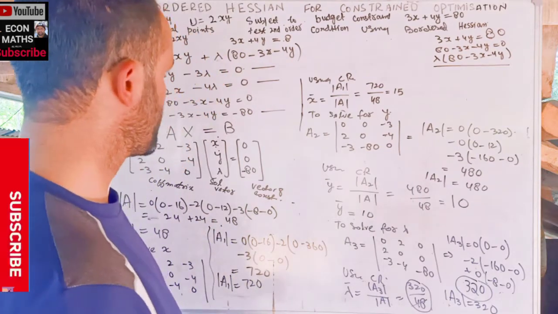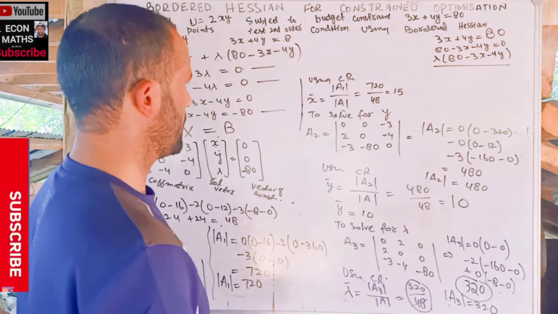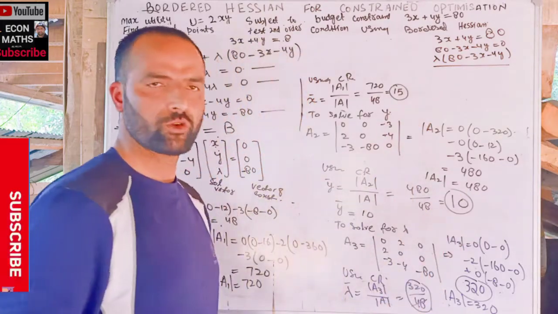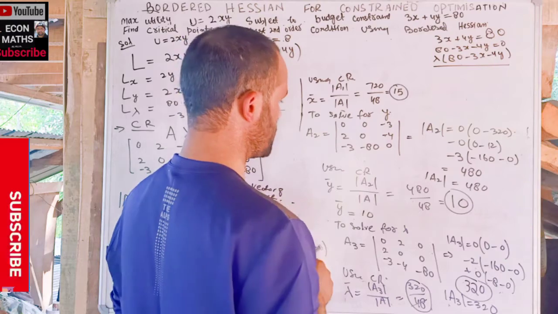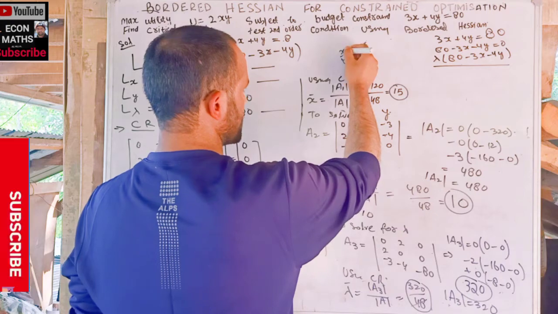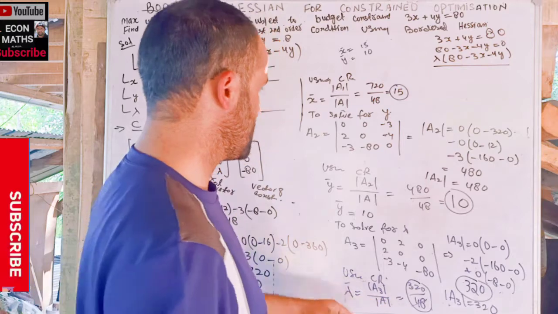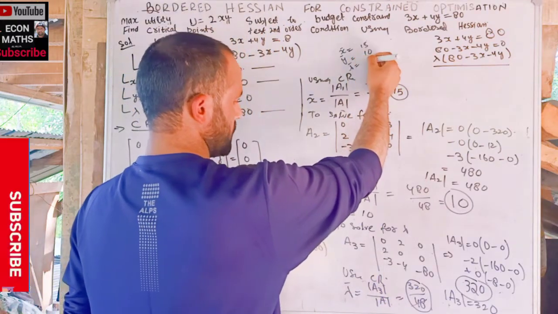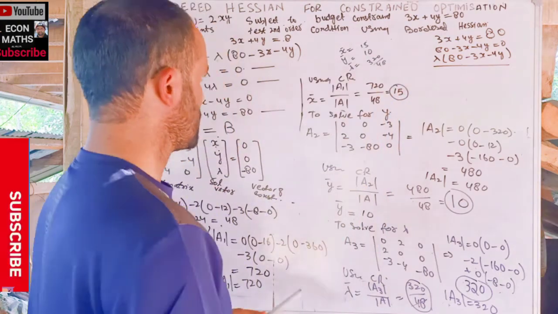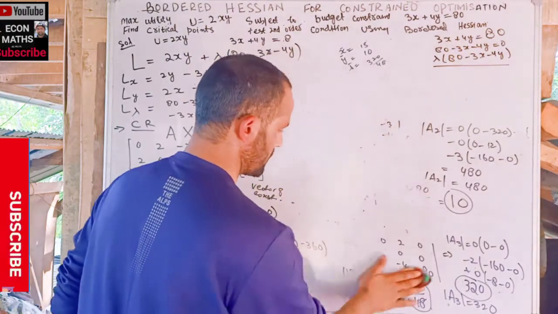Now I should rub something here. So our x is 15, this is 10, and this is 320 divided by 48. So I will rub this. Our x is 15, our y is 10, and our lambda is something like 320 divided by 48. So these are the critical points or the optimal points.